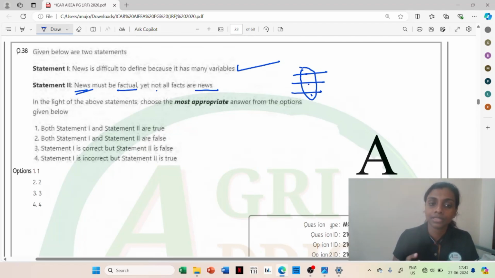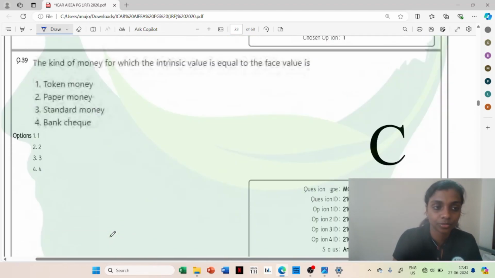For example, Earth rotates around the sun. That is a fact, but it is not news. So the second statement is also correct. Both statement 1 and 2 are correct. Option A. Next question.